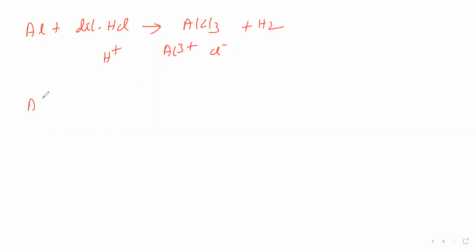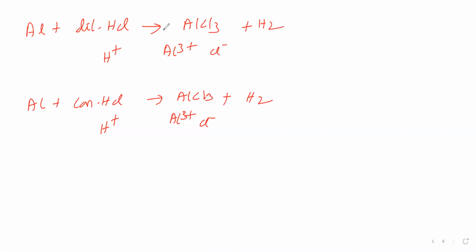Next, aluminum reacting with the concentrated HCl. Aluminum becomes Al3+. Here Cl- is there. Therefore, we are getting aluminum chloride. Here H+ is there. That H+ undergoes reduction and gives hydrogen gas.